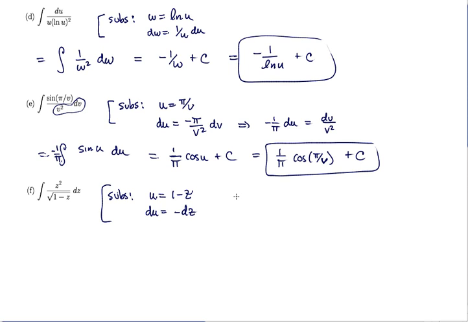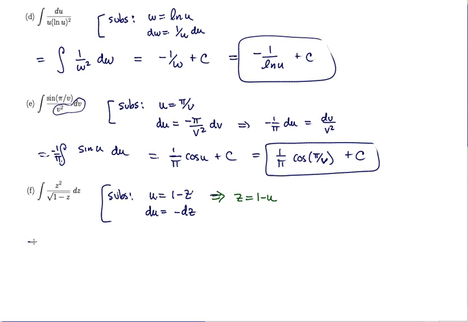Okay, so when we do this substitution, the thing under the root sign gets replaced by a u, and the dz gets replaced by a du, negative du in fact. The only thing that's left is this z squared on top, which we need to get rid of. But we can switch colors for this and look at the relationship between our old variable and our new variable, and recognize then that z has to be 1 minus u.